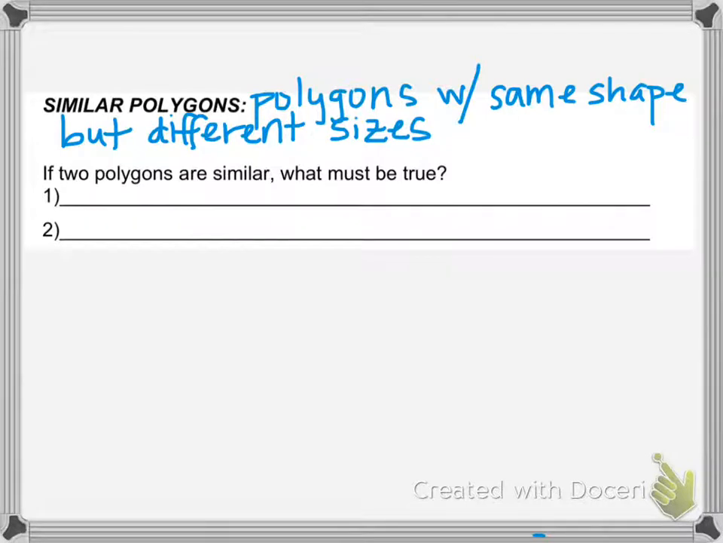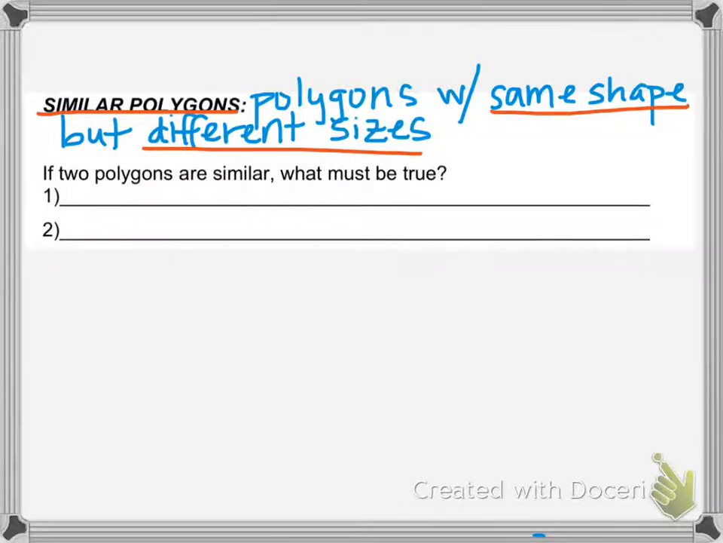So if you recall, when we learned about polygons, a polygon is just a closed figure with straight sides. So polygons that are similar have to be the same type of polygon, but they also have to have the same shape. So for example, even though two polygons might be triangles, they might be different types of triangles. So they wouldn't be the same shape necessarily. So they have to have the same shape, but their sizes are different. So it's kind of like a mama and a baby.